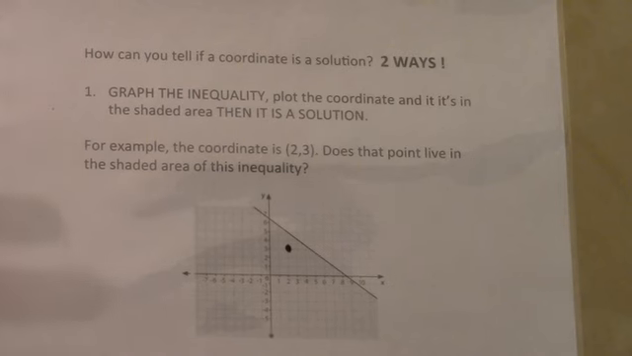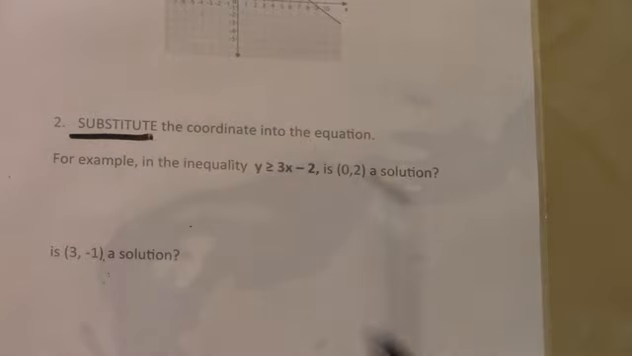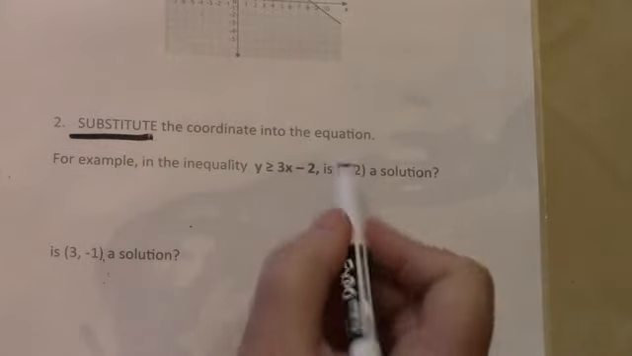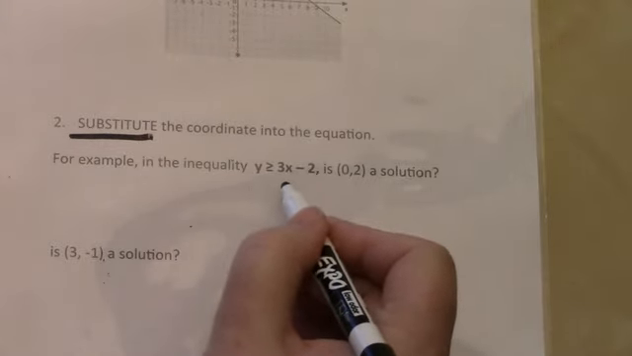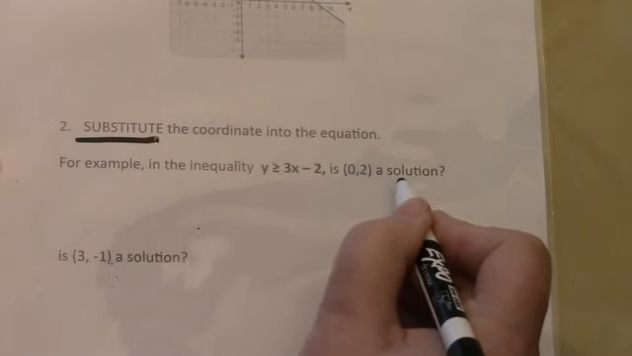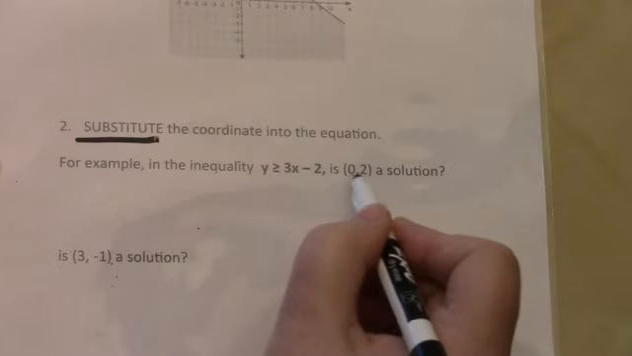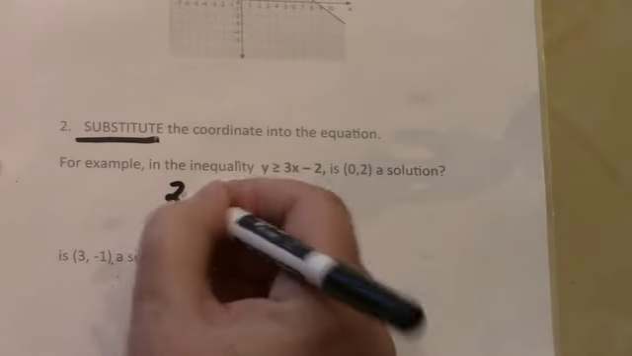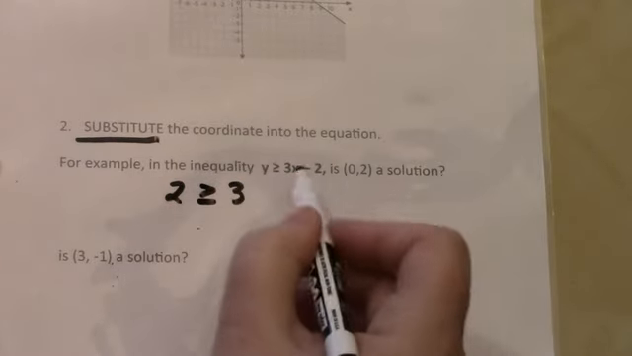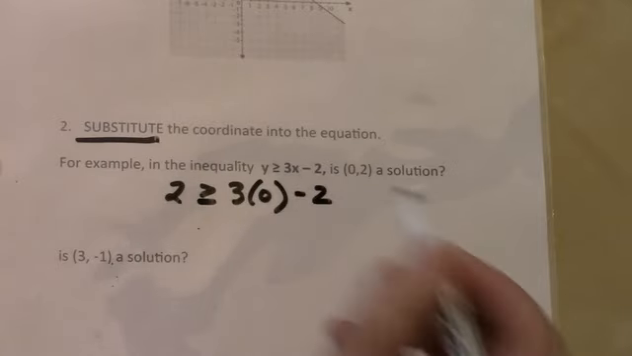Well, what if we didn't have the graph and we just have the coordinate and the inequality? Well, then we just have to substitute. We can look on a graph or we can substitute. So here we have an inequality of y is greater than or equal to 3x minus 2. Is this coordinate 0, 2 a solution? Well, let's substitute it in. Instead of y, which one is y? It's the 2. Let's put a 2 there. There's the 3. Which one is x? It's 0. So let's put a 0 there, and it's minus 2.